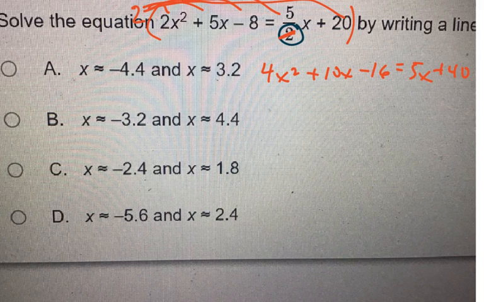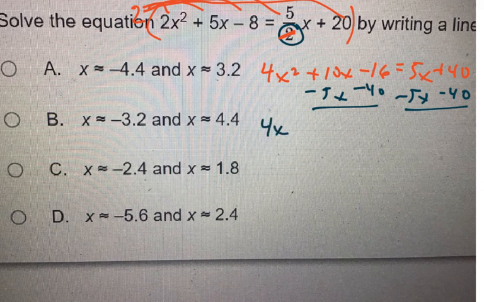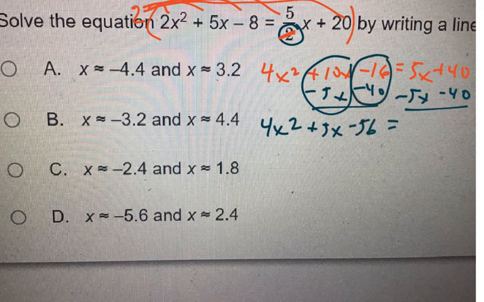Now we have to get it equal to 0. I'm going to minus 5x. And I'm going to minus 40. So let's see what we have here. 4x squared. 10 minus 5 is 5x. Negative 16 and negative 40 is negative 56, equal to 0.